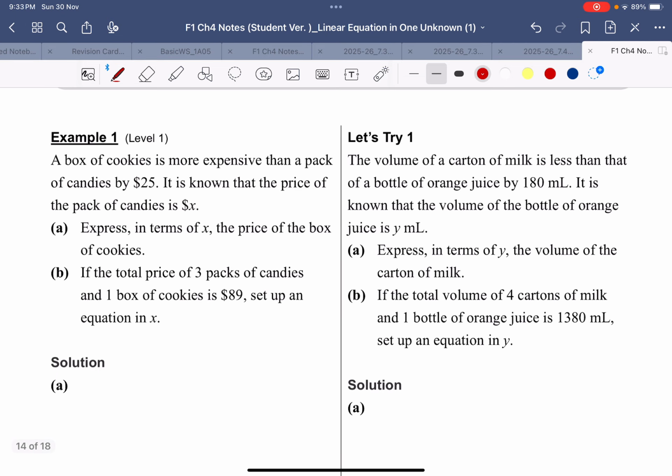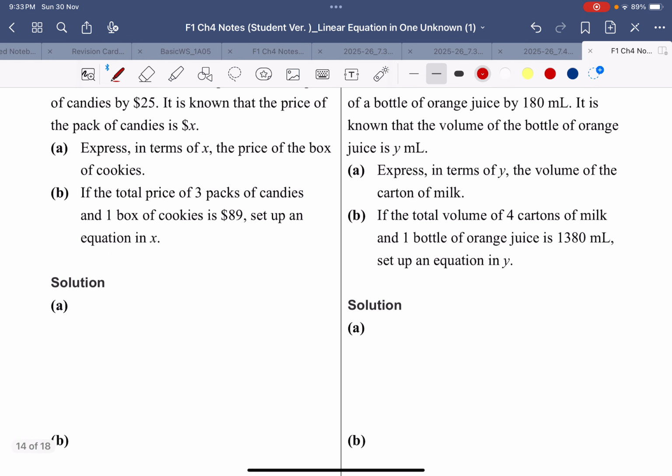Okay, let's go to example 1. A box of cookies is more expensive than a pack of candies by $25. It is known that the price of a pack of candies is x. So what is the price of cookies in terms of x? Write down: price of the box of cookies equals x plus 25.